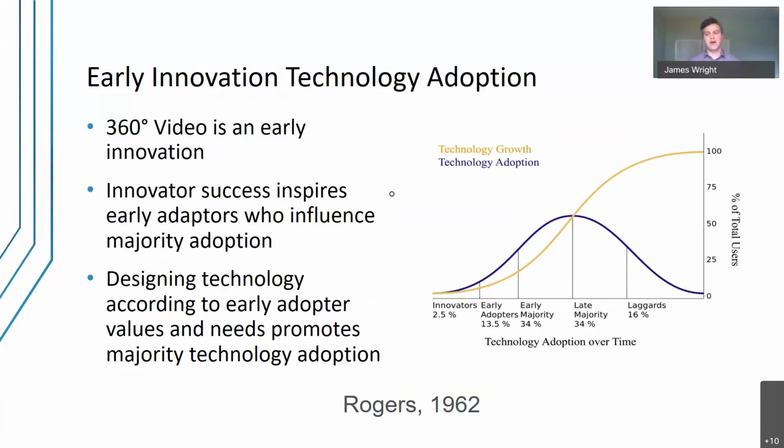Currently, I would classify 360 video as an early innovation. The technology is constantly changing. There are limited use cases, and most research focused on developing prototype systems. Research shows that technology adoption generally follows a model created by Everett Rogers in 1962 that shows technology adoption starts slow, it grows exponentially, and then eventually levels off.